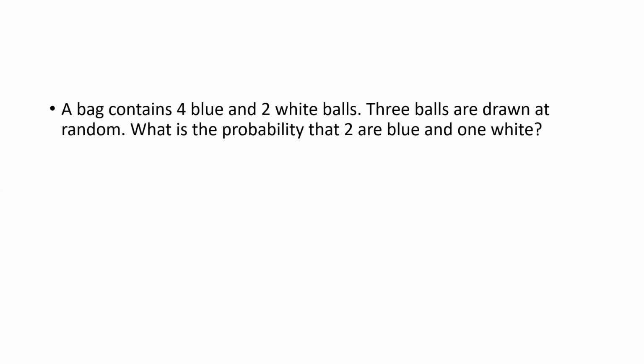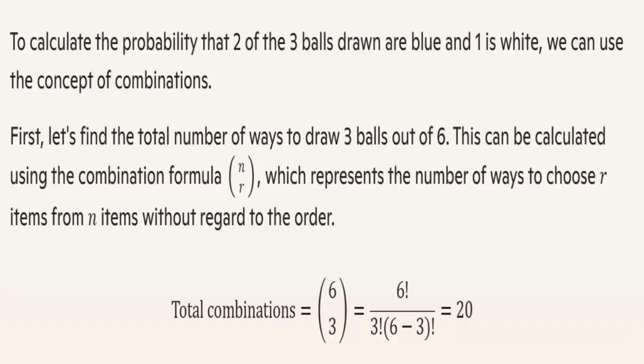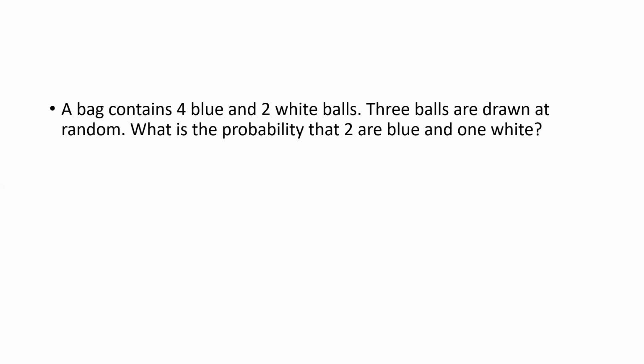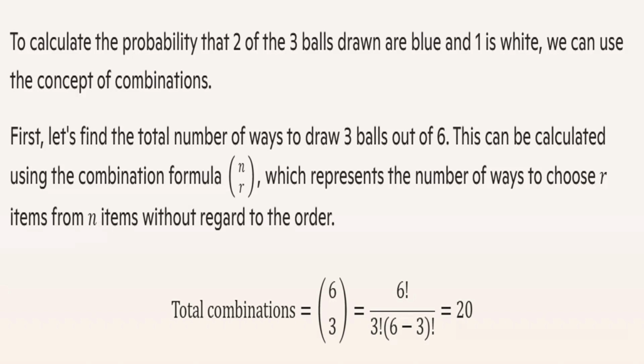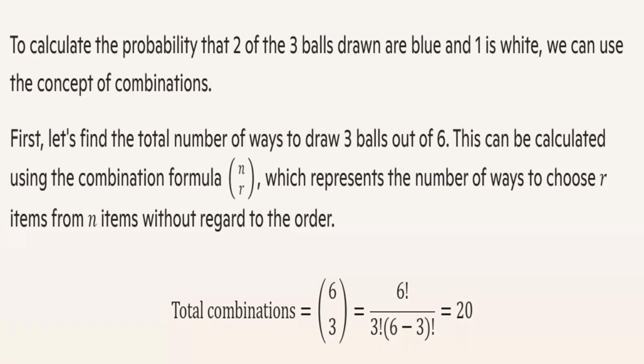A bag contains 4 blue and 2 white balls. 3 balls are drawn at random. Probability that 2 are blue and 1 is white. Total combinations: there are 6 balls, and we are taking 3 at a time, so 6C3 is the total number of combinations possible, which is 20.